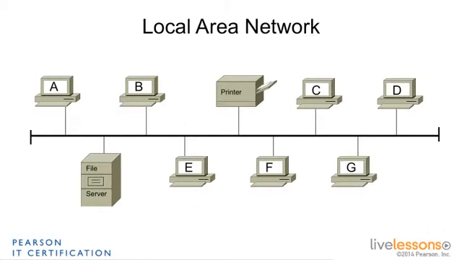So previously we talked about the fact that if we took 1,000 devices and put them all on the same network, we would have less than optimum communication. Now we're going to talk about why that is.